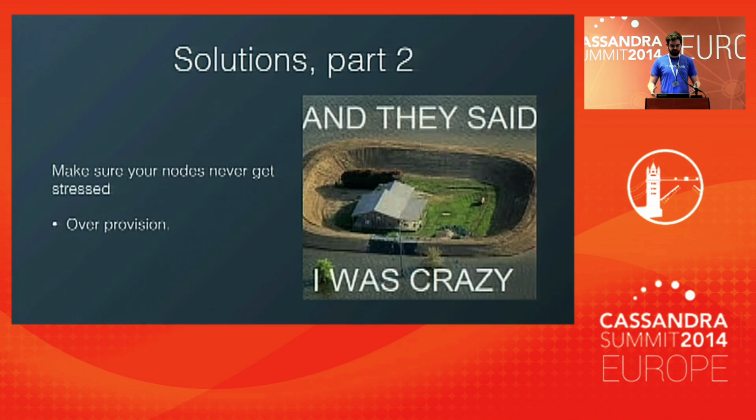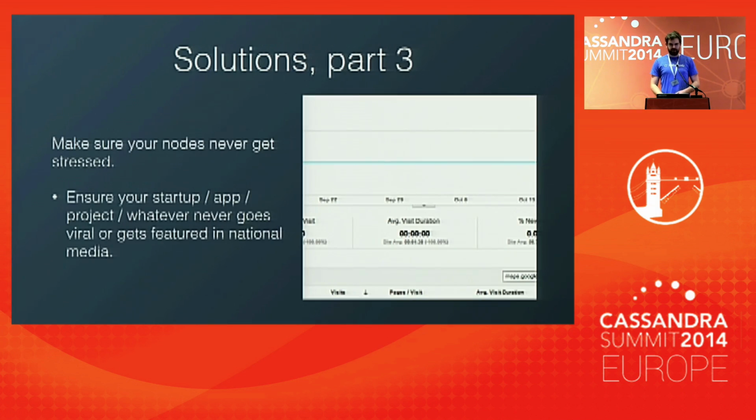One of the other solutions is to make sure that your nodes never get stressed and that you actually over-provision by default. It's simple but very effective, but it's also a little bit expensive. The other solution is to make sure that your nodes never get stressed in the first place. And that's to ensure that whatever project you're working on fails. So you actually want to get to a point where you need to add more capacity, because that means whatever project you're working on, it's doing the right thing.